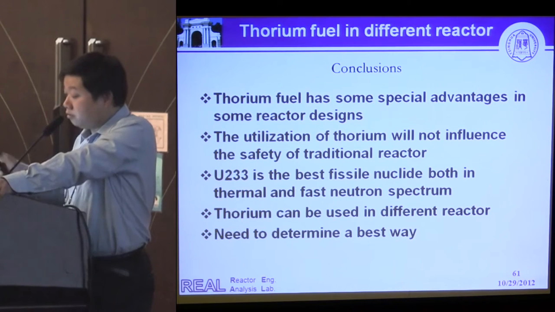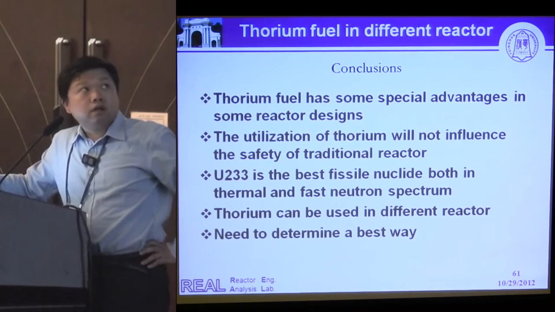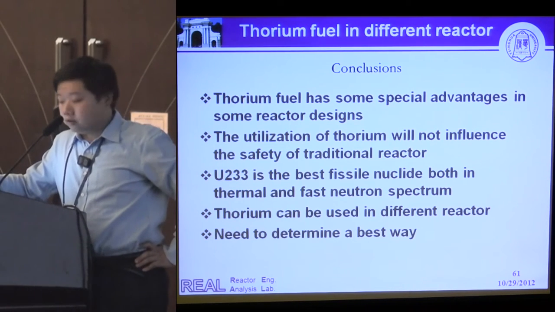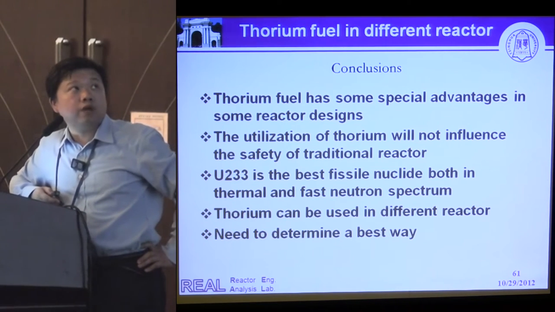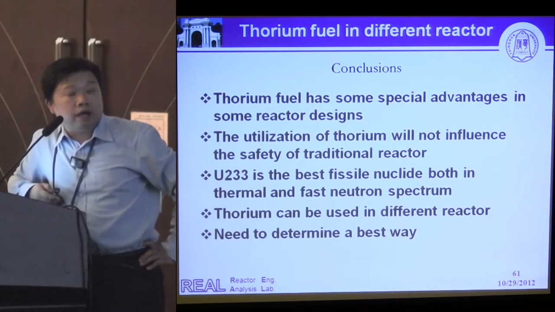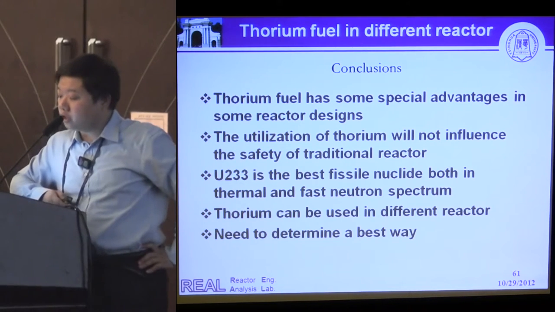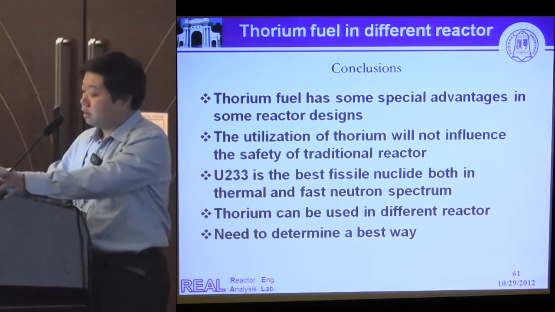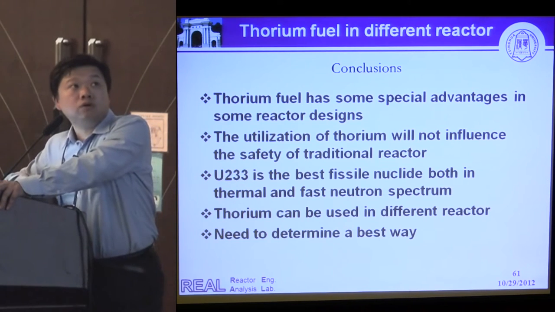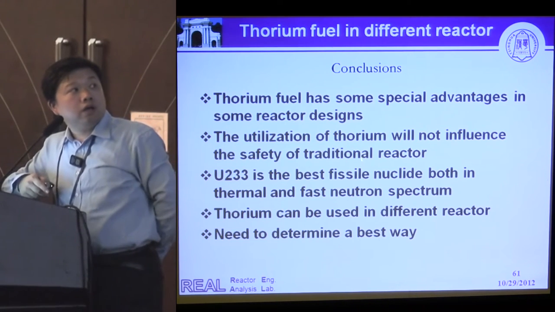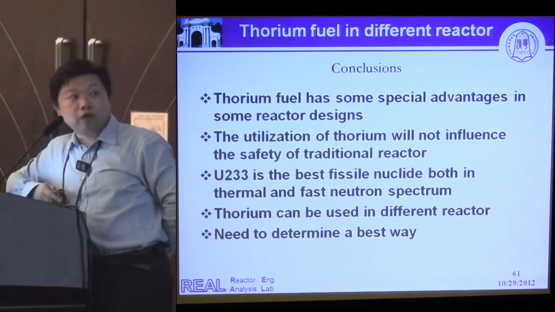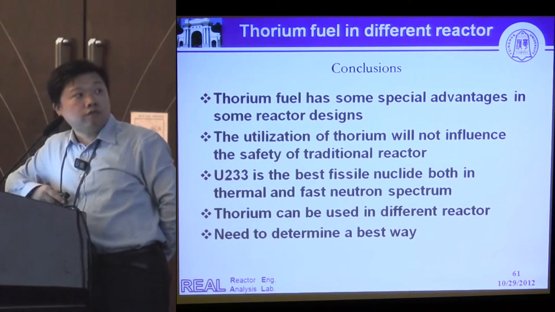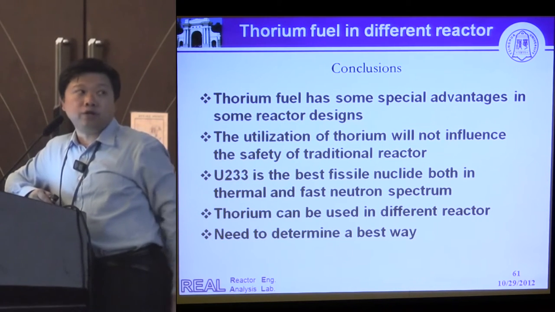From our research, we can get some results. Conclusion. First, thorium fuel has some special advantages in some reactor designs. And we think the utilization of thorium will not influence the safety of traditional reactors. Uranium-233 is the best fissile nuclide, in both the thermal and the fast neutron spectrums. And thorium fuel can be used in different reactors.